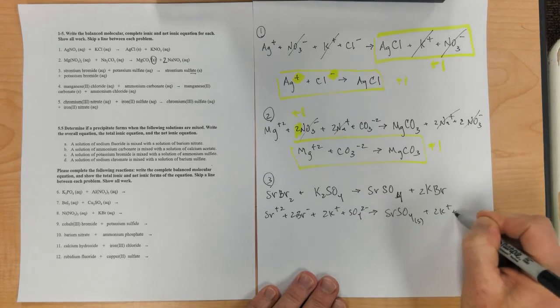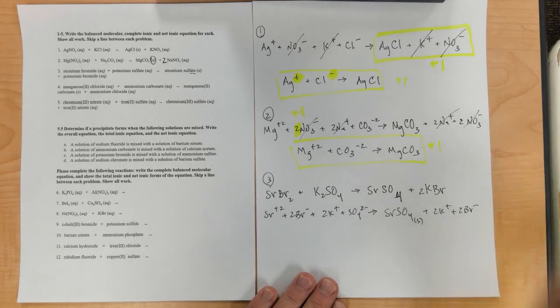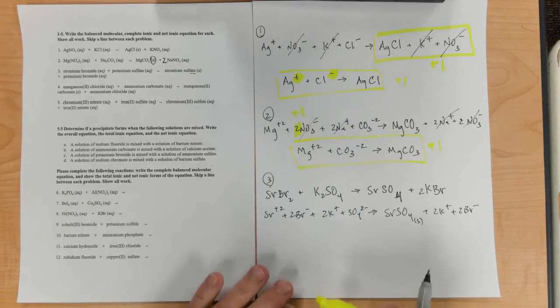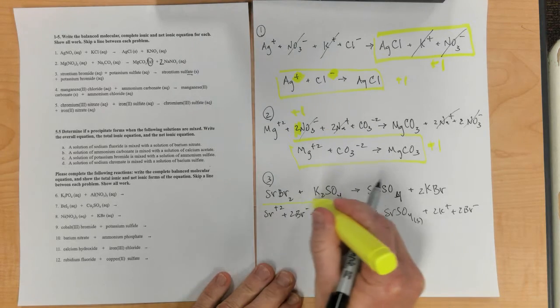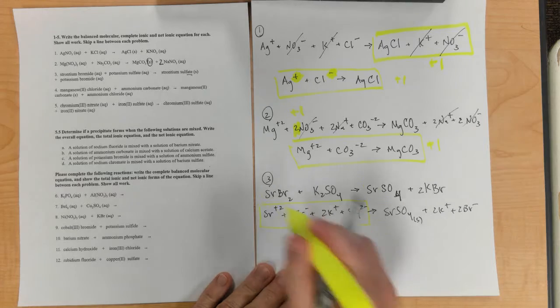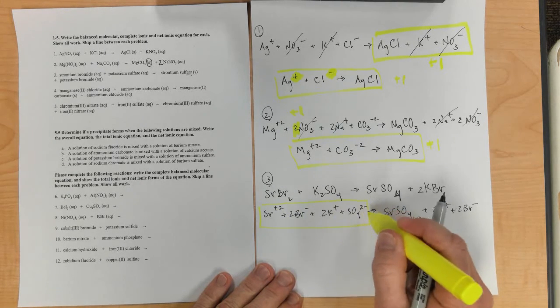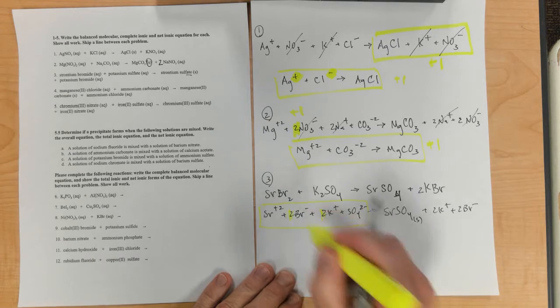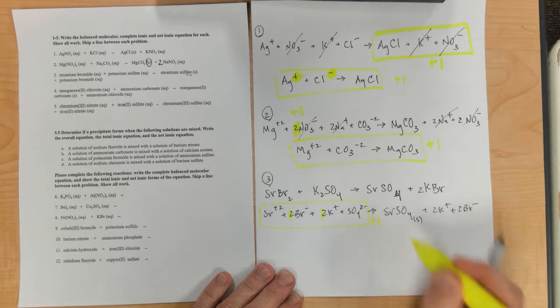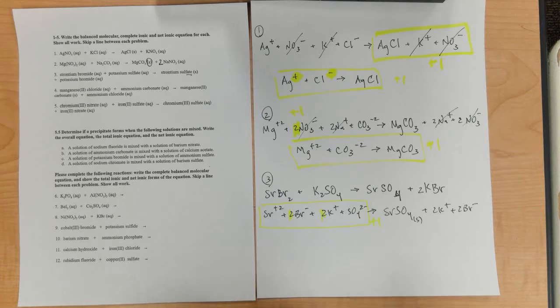And then we get 2K+ and 2Br- over here. So your point for this one is to have the left side of the equation look just like this, with +2, -1, +1, and then -2, and the 2's right here in front of bromine and potassium. So put +1 on your paper if you have that part right.